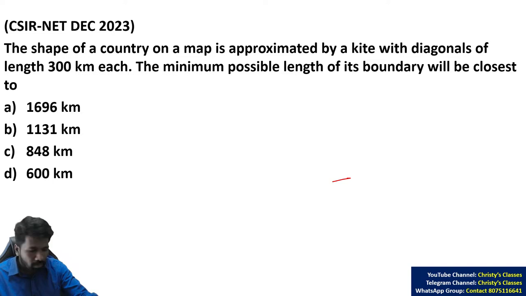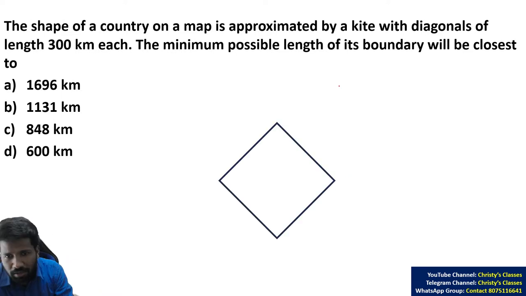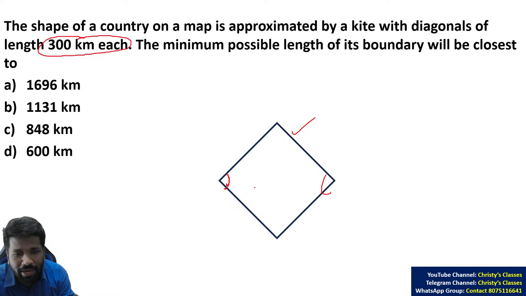Okay, some of you got an answer. Let's discuss. The shape of a country on a map is approximated by a kite. Kite means this is the shape of a kite. Again, this angle may or may not be 90 degrees. It can be any angle for a kite, with diagonals of length 300 kilometers each. The diagonals are equal in length. That is how we understood that this should be 90 degrees.